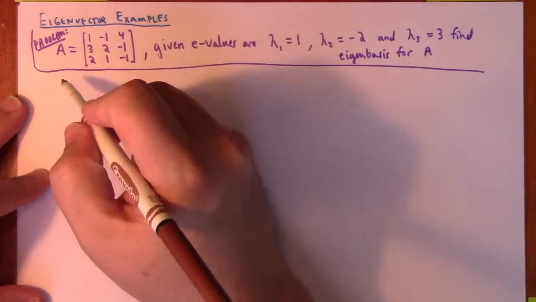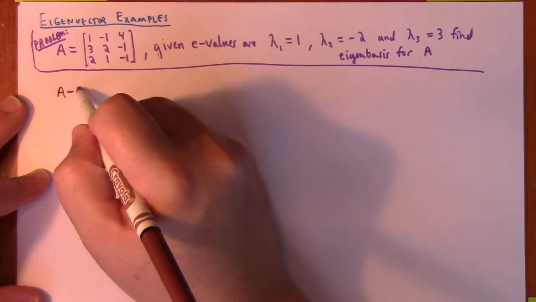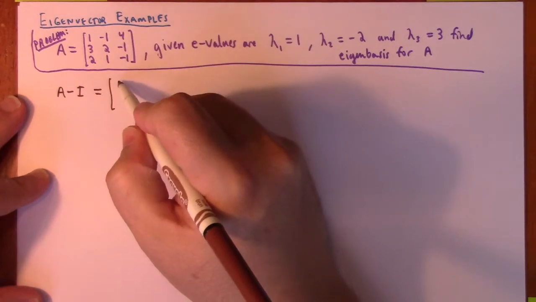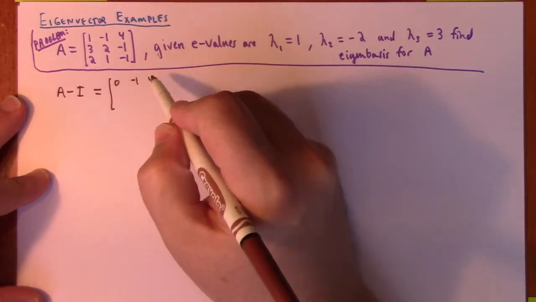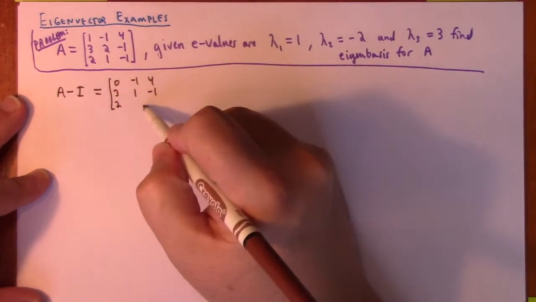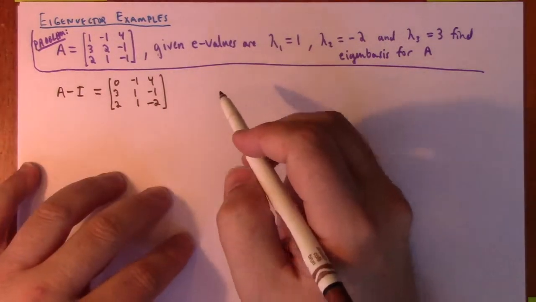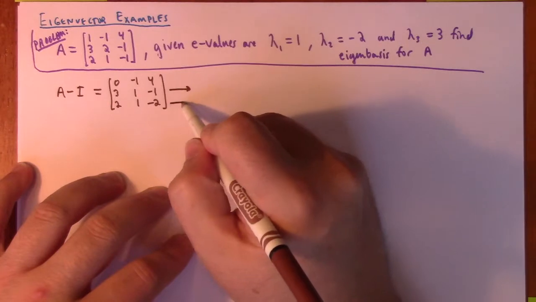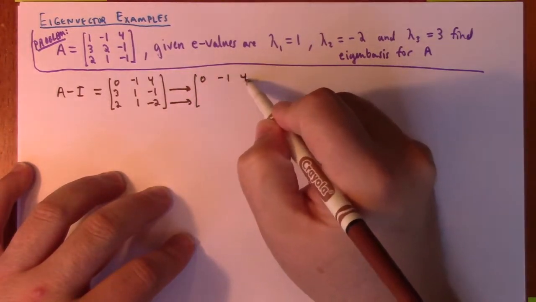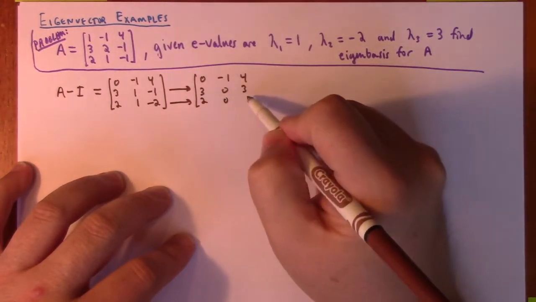Okay, so what we have to look at is, for example, A minus I. We want to find the null space of that, basically. So A minus I is what? 0, minus 1, 4, 3, 1, minus 1, 2, 1, minus 2. Alright, so then we can do row reduction here, and we get 0, minus 1, 4, 3, 0, 3, 2, 0, 2.